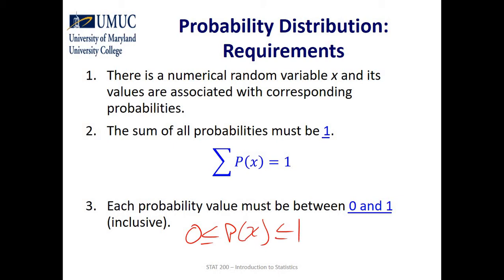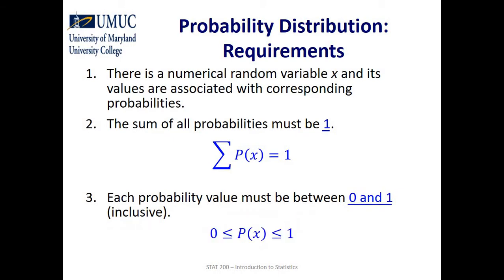So think about flipping a coin. What's the probability of getting a head if it's a fair coin? 0.5. What's the probability of getting a tail if it's a fair coin? 0.5. Now, if you have a double-sided coin that has heads on both sides, then the probability of getting a head is 1. All right, so those are our probability distribution requirements.